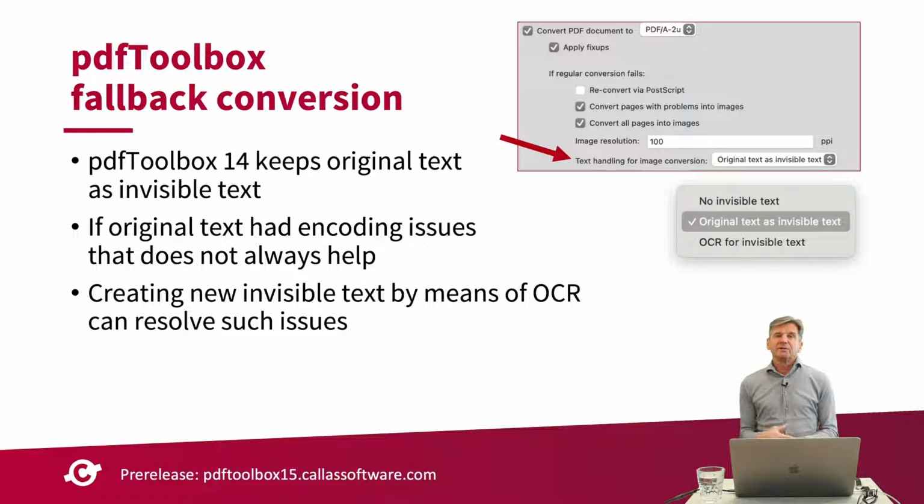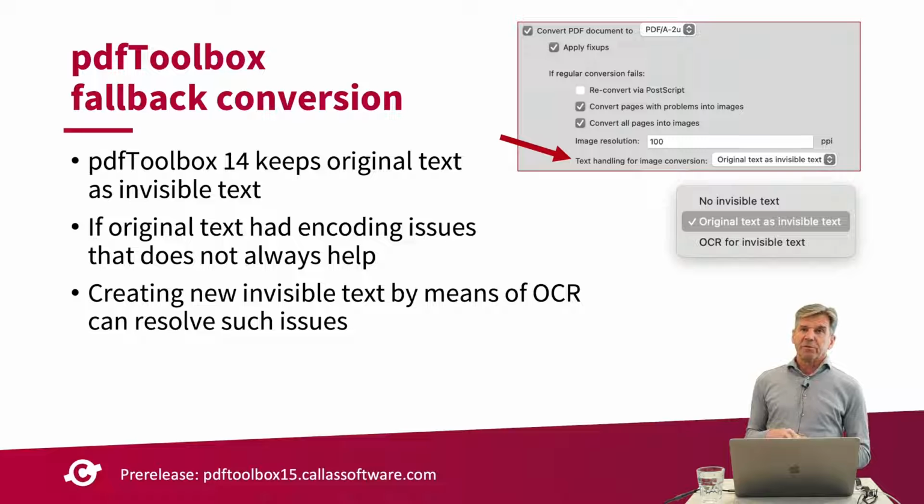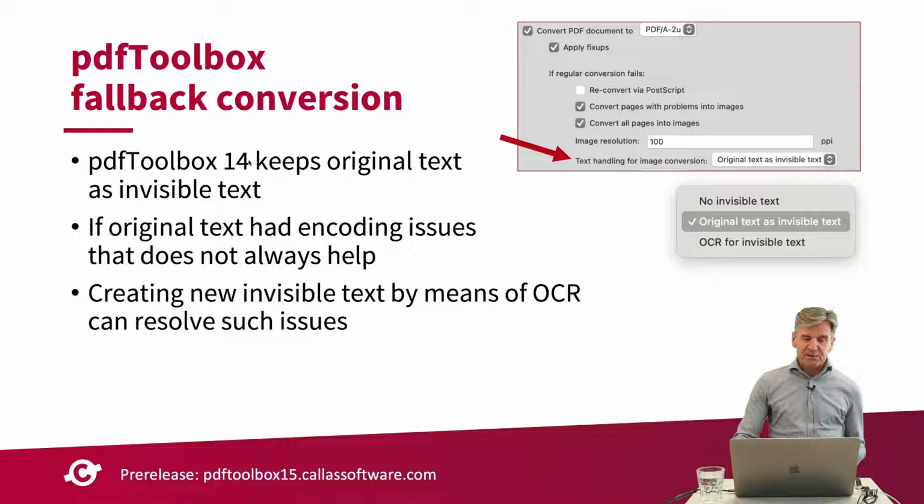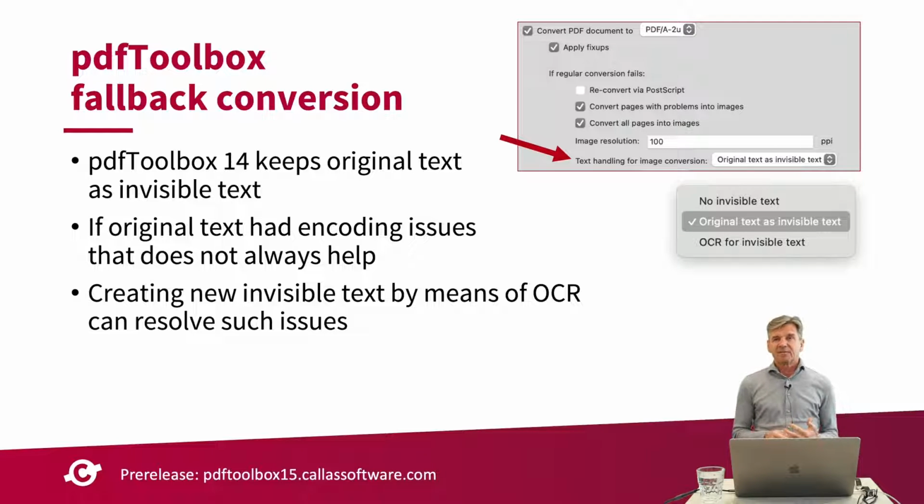The other thing that is important to understand is pdfToolbox has fallback conversions. So if the regular conversion from PDF to PDF/A fails, for instance because some low-level issue exists in the PDF internal syntax, you can specify that in such cases you want to convert all the pages into images. And pdfToolbox is smart, so pdfToolbox 14 already kept the original text in such cases. It somehow saved the text and kept it as invisible text. So you would have the page as a result, and the text is of course also part of the image, but you can still mark the text and search for it because the text is kept.